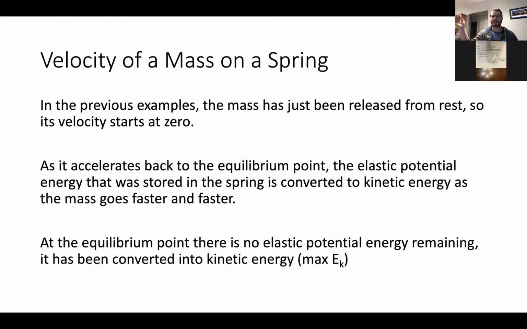So right before we let go, velocity is 0. As we let go, it's going to accelerate as it goes back to the equilibrium point. The elastic potential energy that was stored in the spring back here is being converted to kinetic energy as the mass goes faster and faster. At the equilibrium point, there is no more elastic potential energy remaining because it has all been converted to kinetic energy. So at the equilibrium point, we will have a maximum kinetic energy.